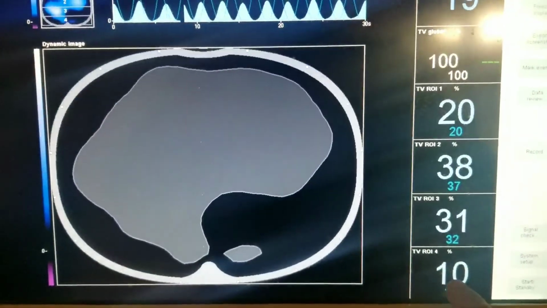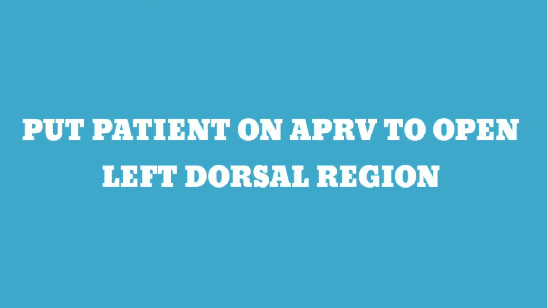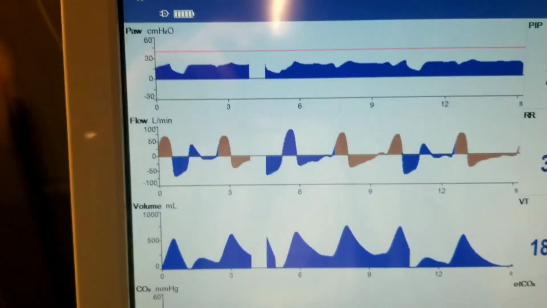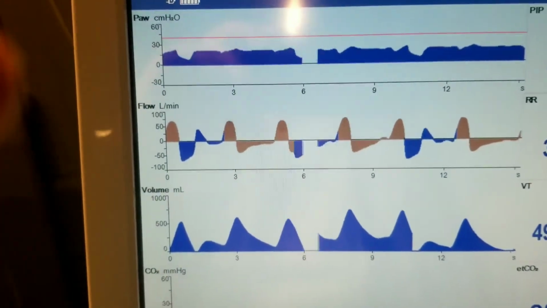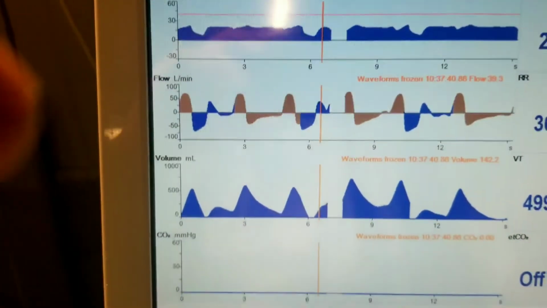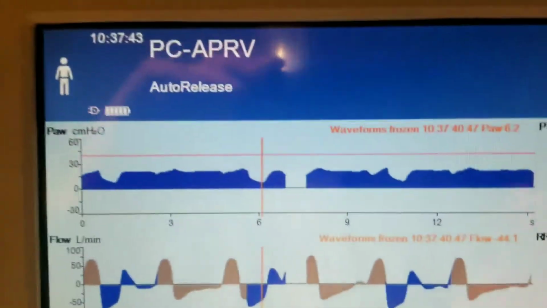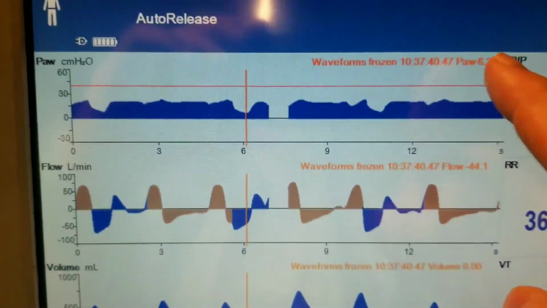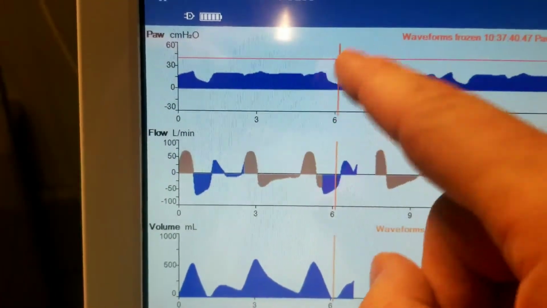So we put the patient on APRV in an attempt to open up the lung. We had some modest settings. The P high was set at 20. We had an initial T high, I believe, at 4 seconds. We were using the auto release option. And this is what the tomography looks like with the APRV.